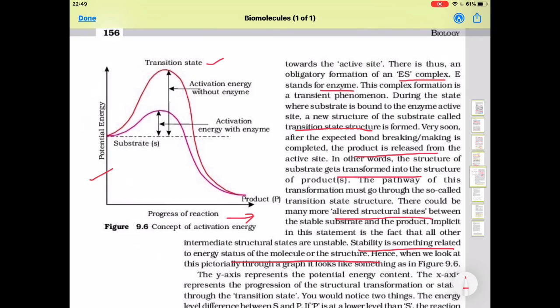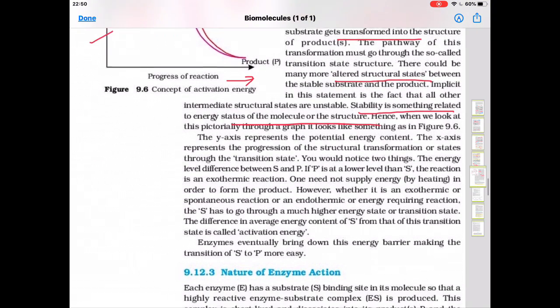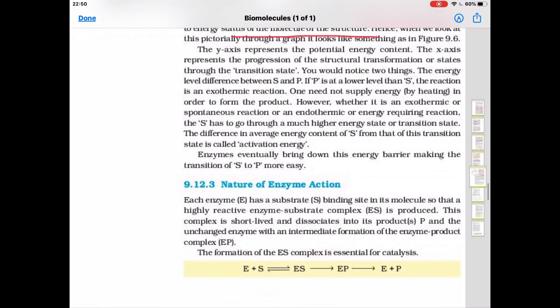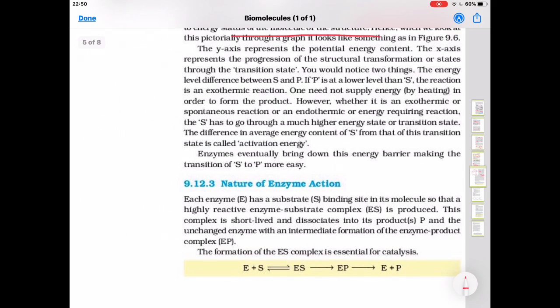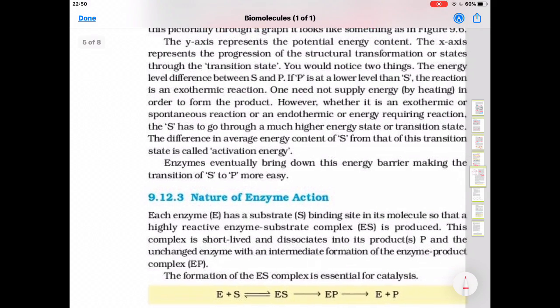The energy level difference between S and P. First, substrate is there. Just see this figure 9.6. Here substrate is there. It goes into the transition state by getting some amount of energy. This is activation energy. When enzyme is present, that activation energy is less, and without enzyme, activation energy is more. So after transition state, the product is formed. The product has the lower potential energy as compared to the substrate, which gives it more stability.